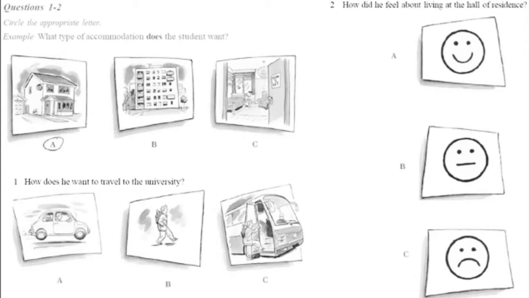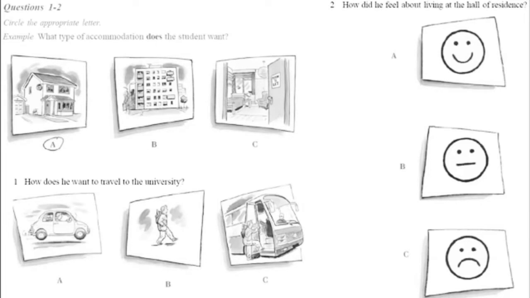Now turn to section one of your question booklet. Section one. You will hear a conversation between a student and someone at an accommodation agency. First, look at questions one and two. For each of the questions, three alternatives are given. Decide which of the alternatives, A, B, or C, best fits what you hear on the tape, and circle the appropriate letter. You will see that there is an example which has been done for you. On this occasion only, the conversation relating to the example will be played first.